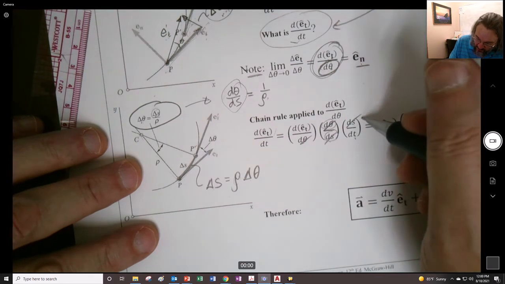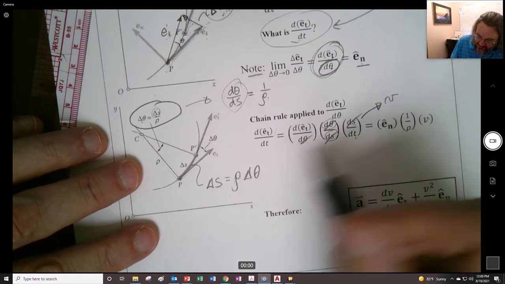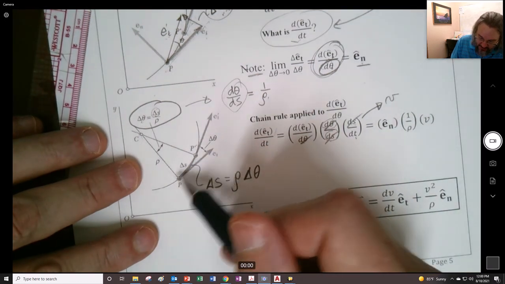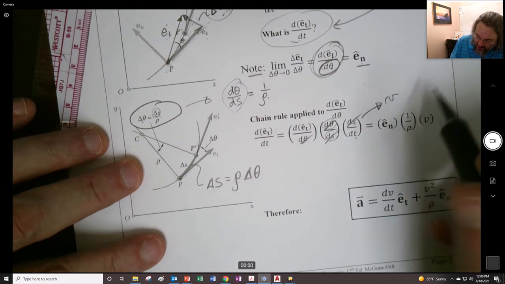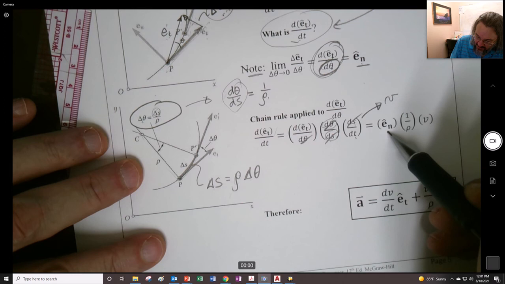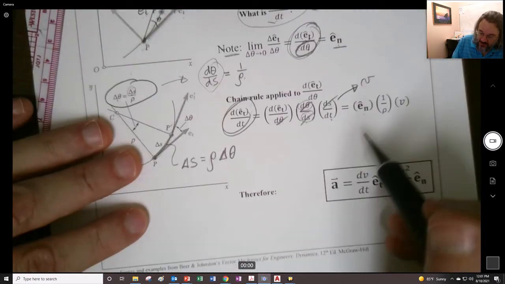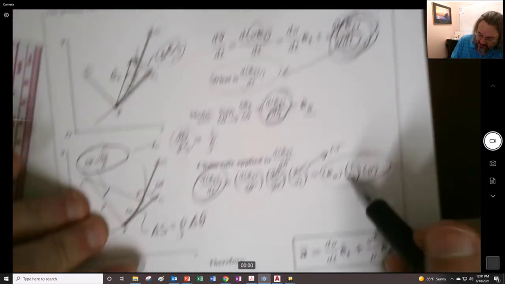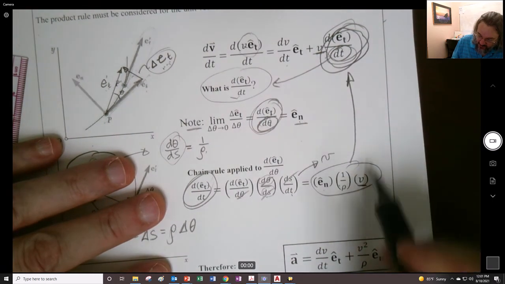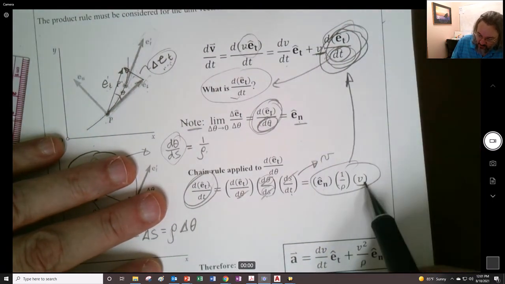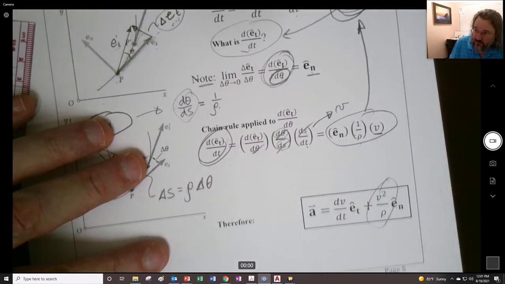Well, note that right there is equal to the velocity, right? ds dt, that's just the change in length divided by the change in time. So what we have is en. This guy that was up here has now become this. If we stick that back up in, we'll see there's already a velocity. So we have velocity and a velocity, so we have v squared over rho, and therefore that is the normal acceleration, right?